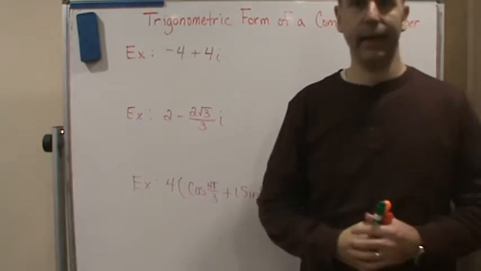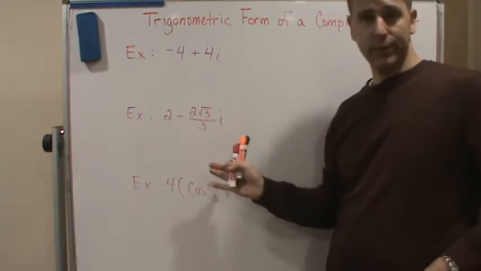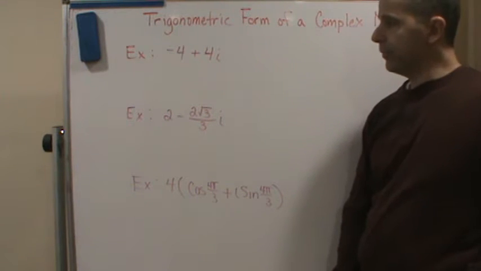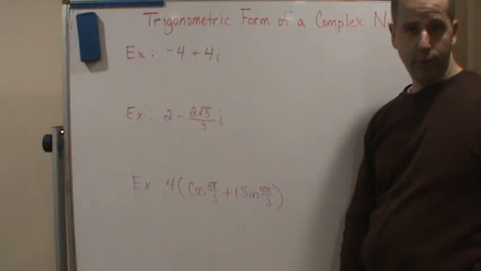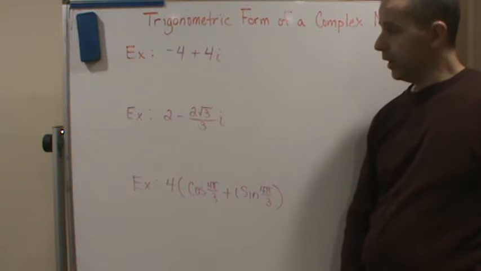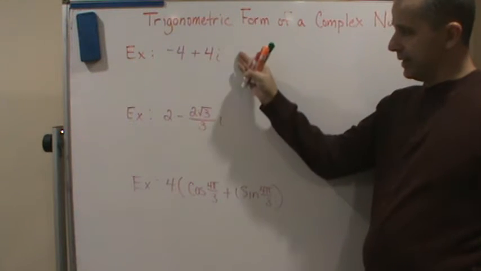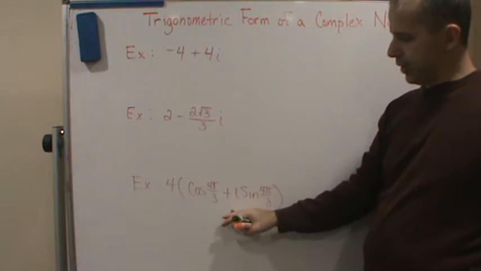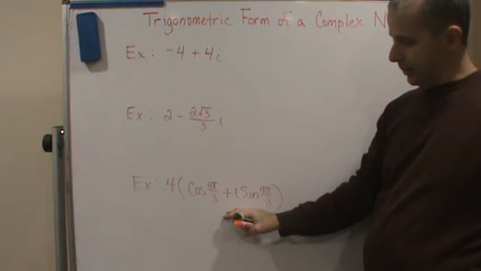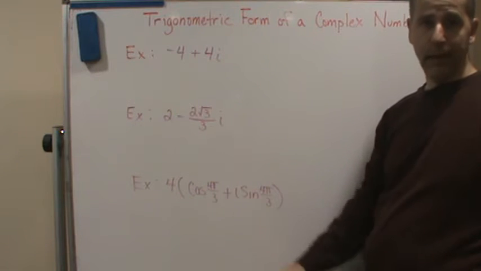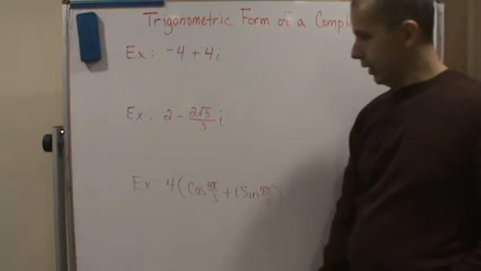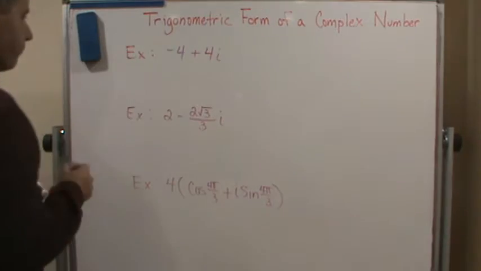Okay, so welcome back. Today we're going to do some examples of putting complex numbers into trigonometric form and vice versa. The first two examples, we're going to transform into trigonometric form. And then the last one, we're going to go the other way. We've got a complex number in trigonometric form, and we're going to put it back into standard form. Okay, so let's start with the first one.